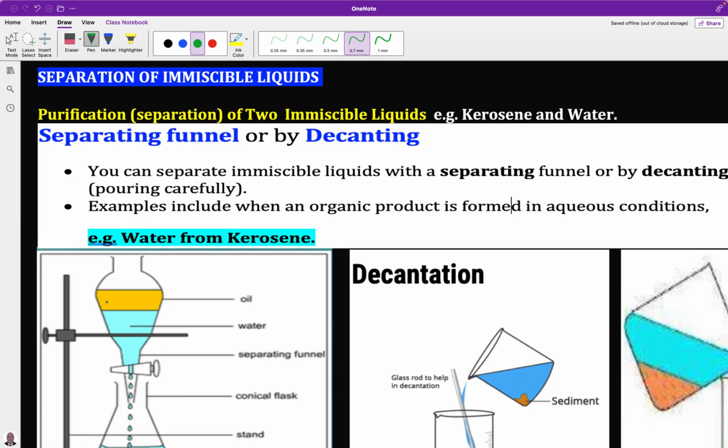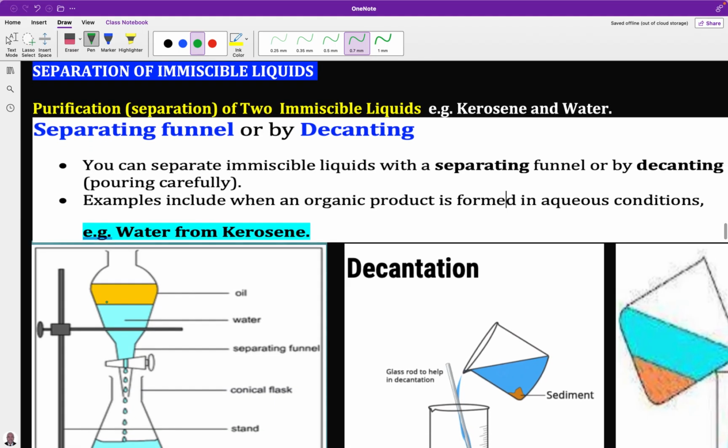You can still use that in the separation of water and kerosene. In this case, it is water and oil. You can separate immiscible liquids with a separating funnel by the process of decanting.